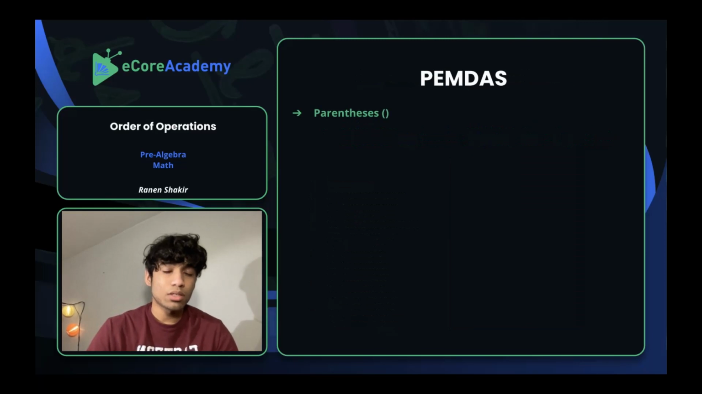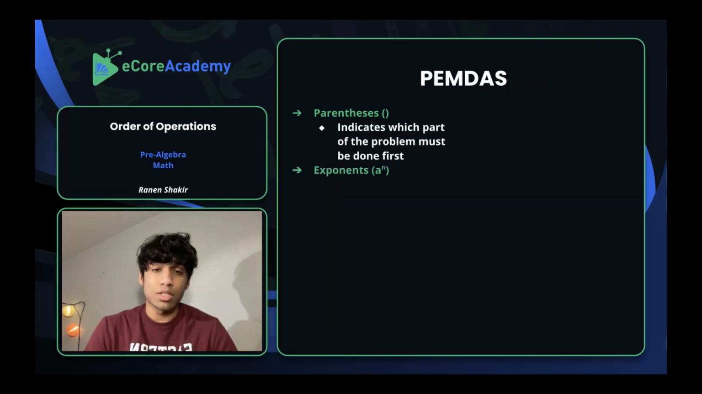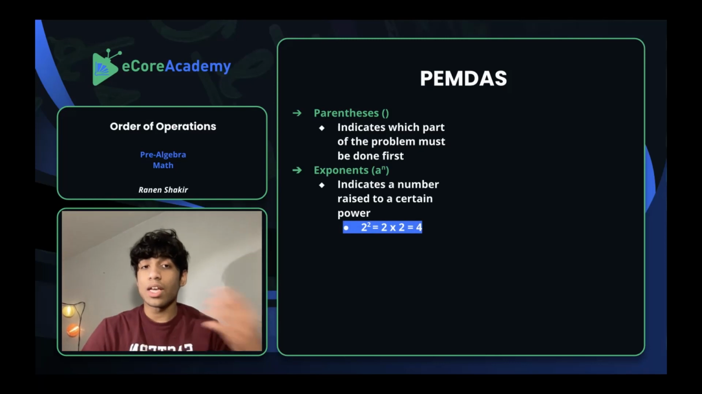So what is PEMDAS? Parentheses indicates which part of the problem must be done first. Anything in parentheses must be done first. Simple as that. The E stands for exponents, and the definition of an exponent is a number raised to a certain power. I have an example here: 2 raised to the second power is the same thing as 2 times 2, which equals 4.